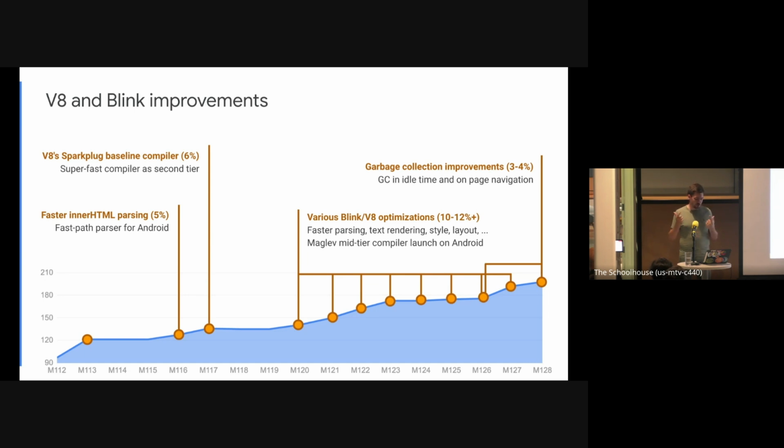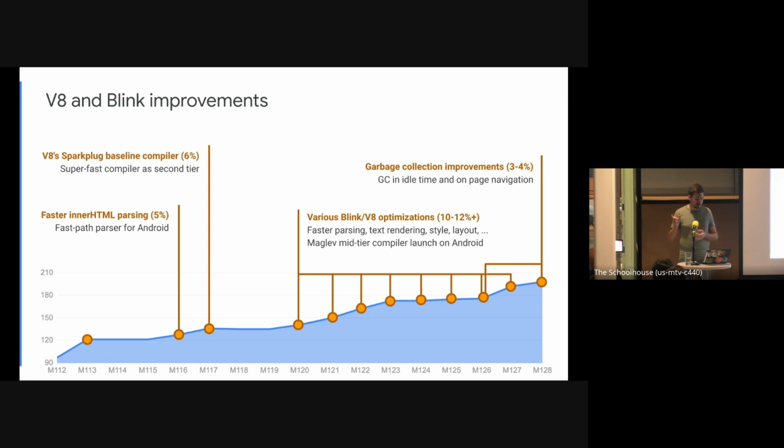We shipped 2 new compiler tiers on Android over the last 2 years. First, we shipped Sparkplug, which is sort of a super fast compiler that spits out pretty poor code, but it does it very quickly. And it's an improvement on top of Ignition, our interpreter. And that, again, was another uplift of 6%. And then there were so many little changes to parsing, text rendering, style layout, etc. The rendering engine really played a big role in the uplift too.